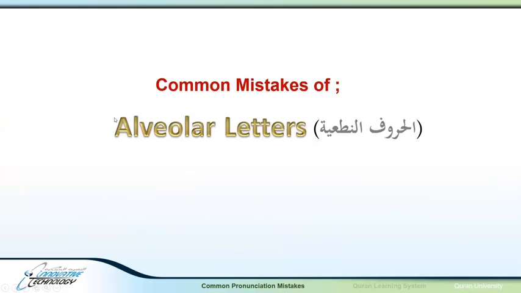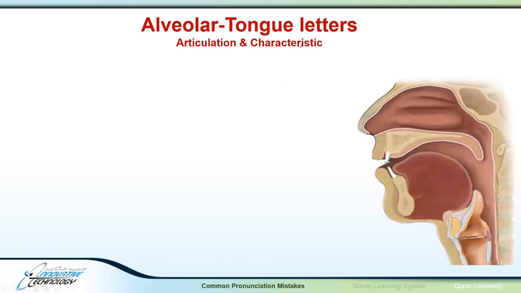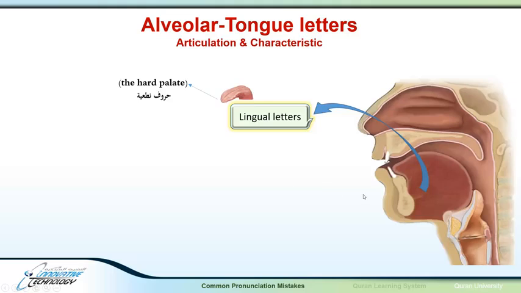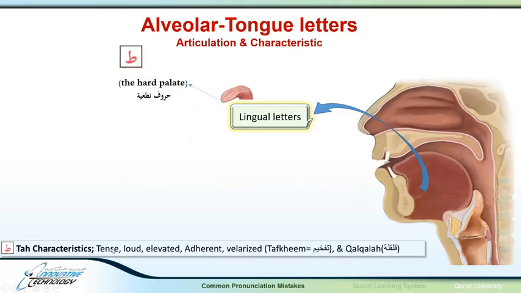We'll proceed now with the common mistakes for the alveolar letters, al-huruf al-nat'iyya. Alveolar letters are among the groups of the lingual letters, and they are related to the hard palate, this area of the hard palate that has these ridges. The first alveolar letter is the ta. It is characterized by being tense, loud, elevated, adherent, velarized, having tafkhim, and associated with qalqala.